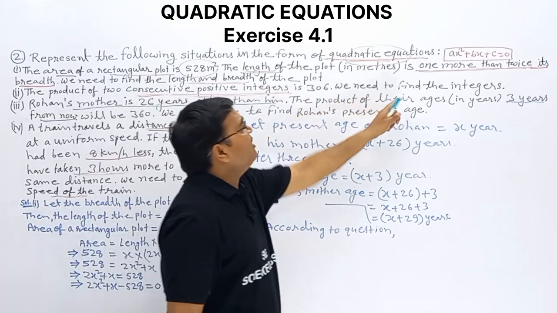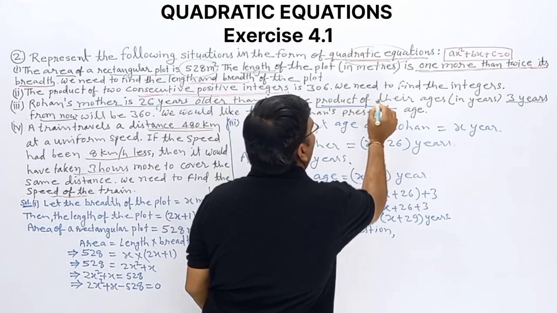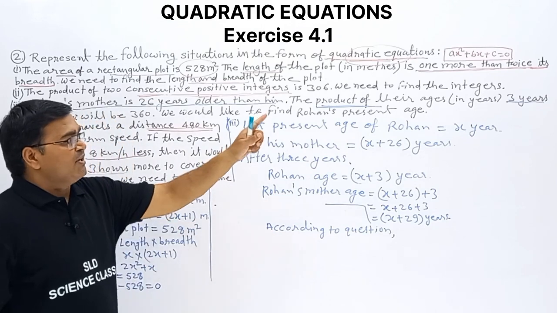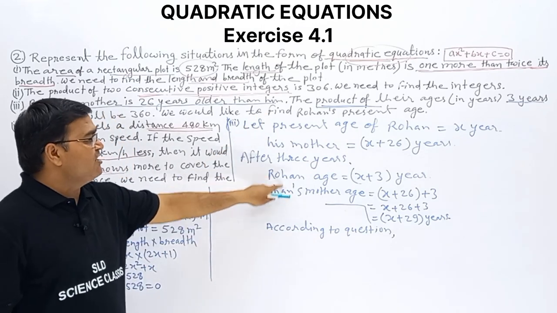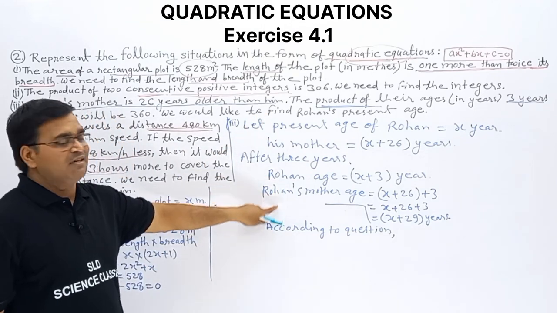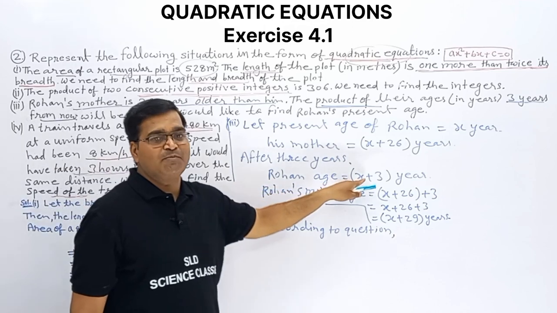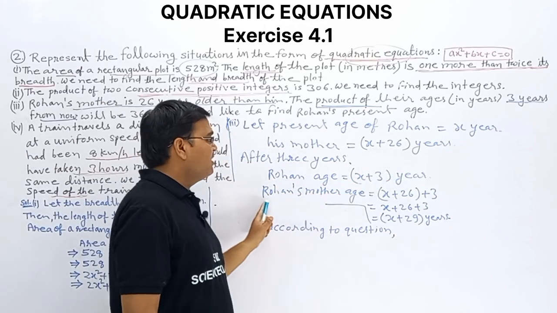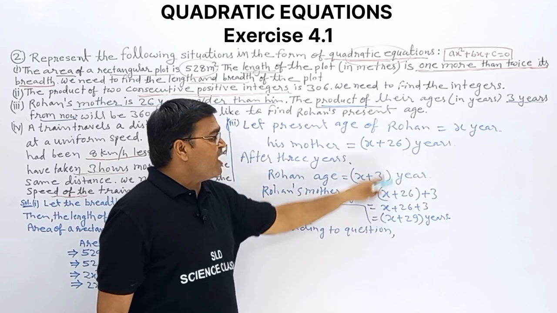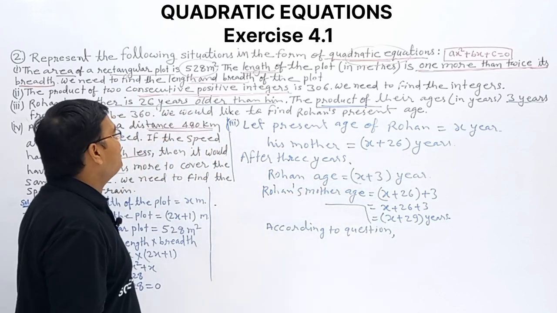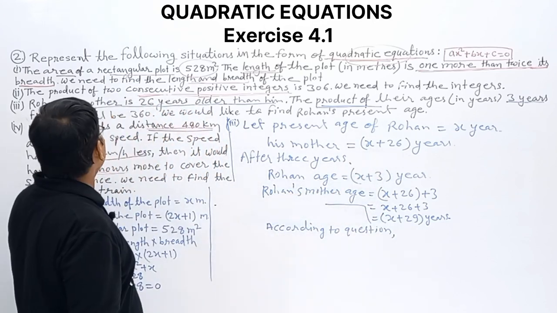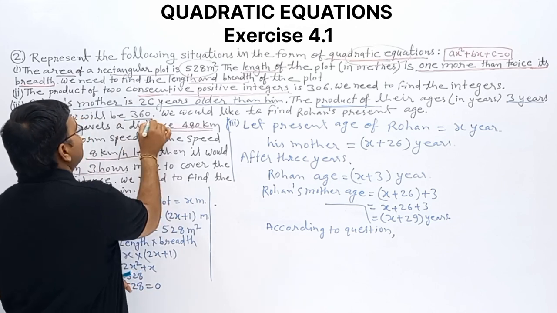The product of their ages. Observe, the product of their ages 3 years from now. Rohan's age after 3 years, this one. His mother's age, this one. The product of both their ages 3 years from now will be what?